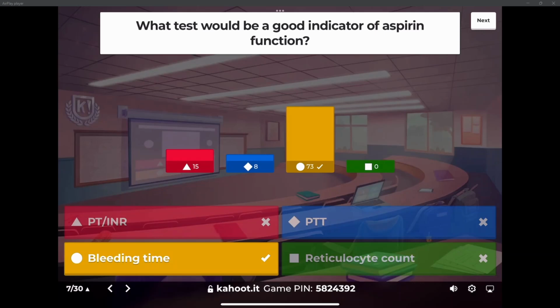Your PT-INR. What drugs affect your PT-INR? Warfarin, Coumadin. What intrinsic or extrinsic pathway? Extrinsic. Very good. PTT. What drug are we looking at? Heparin. What pathway? Intrinsic. Very good.